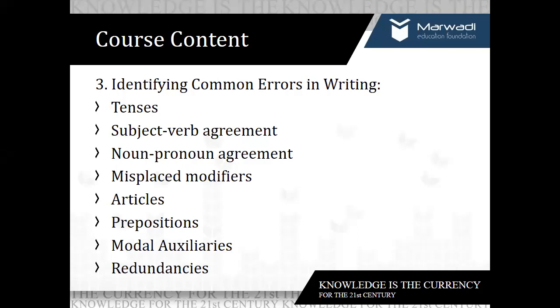Subject-verb agreement. There are 22 rules for subject-verb agreement. How a verb should agree with the subject, that we will learn. Then misplaced modifiers. Modifiers means adjectives, the words which modify the noun. So how they are misplaced, we'll talk about it. Along with misplaced modifiers, I'll also talk about two more things, right? It can be a dangling modifier. There can be different types of modifiers we'll talk about.